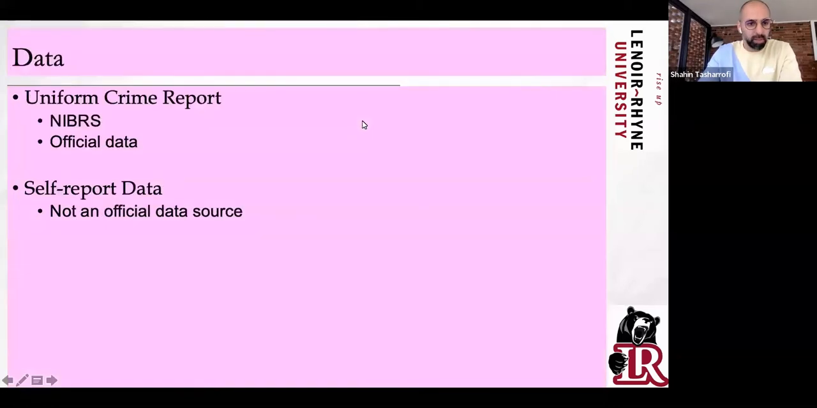So let's just start with the problem with data. For any topic in any field, we are always looking for good quality data. If we do not have good quality data, what we find in the study might not really reflect what is actually going on in the world. So in order to have a realistic understanding about any topic, in this case race and crime, we need valid and reliable data. Pretty much everything that we know from the media or news about crime rise or decline in the United States comes from official data.